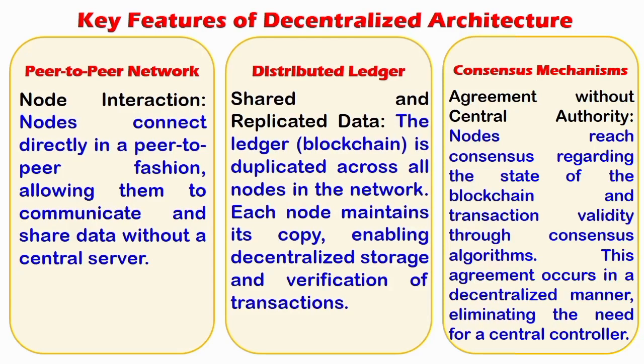Imagine all the computers in the network as a team. They make decisions together without a central boss. These clever algorithms help them agree on the status of the blockchain and which transactions are valid. It is like a democratic decision-making process where everyone's voice counts, no central controller needed. Okay?